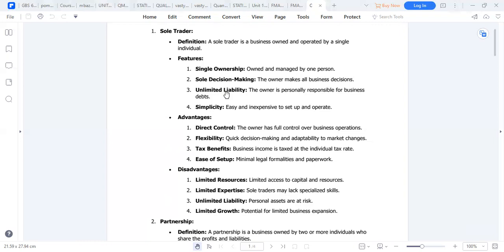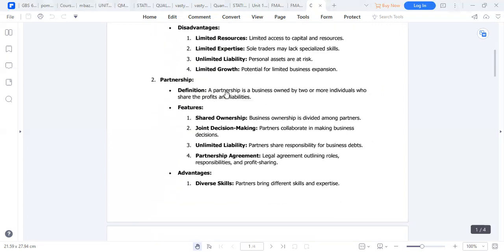There's also unlimited liability, meaning the person's assets are at risk when there's a debt. There's limited growth and potential because you are an individual and limited in what you put in. A partnership is a business owned by two or more persons who share profits, and the features are shared ownership, joint decision-making, unlimited liability, and a partnership agreement that can be either verbal or written.